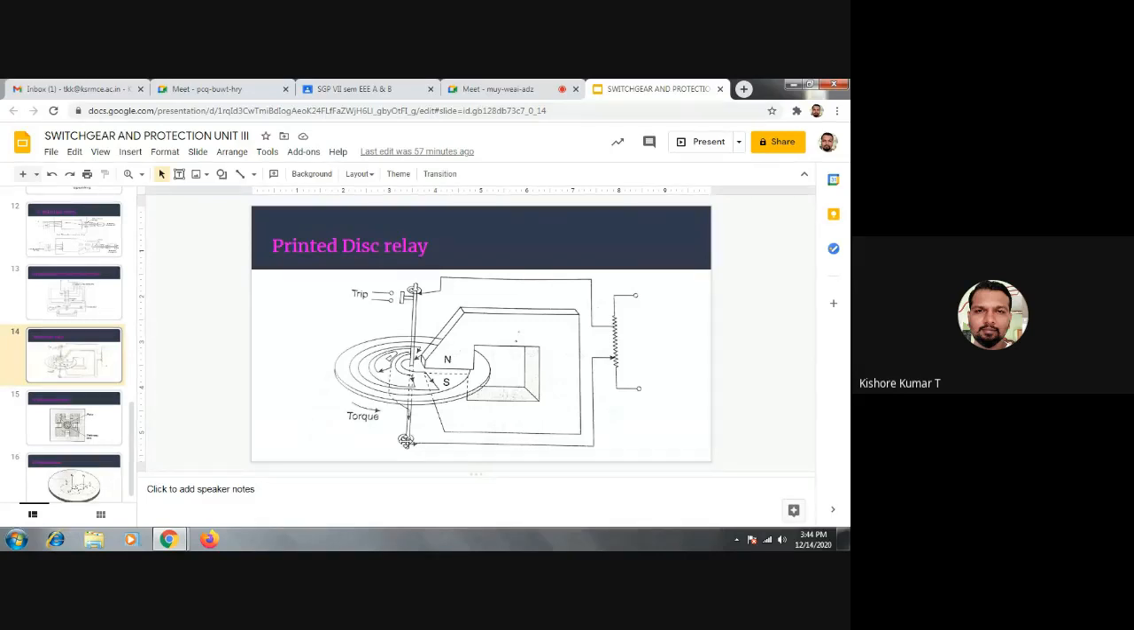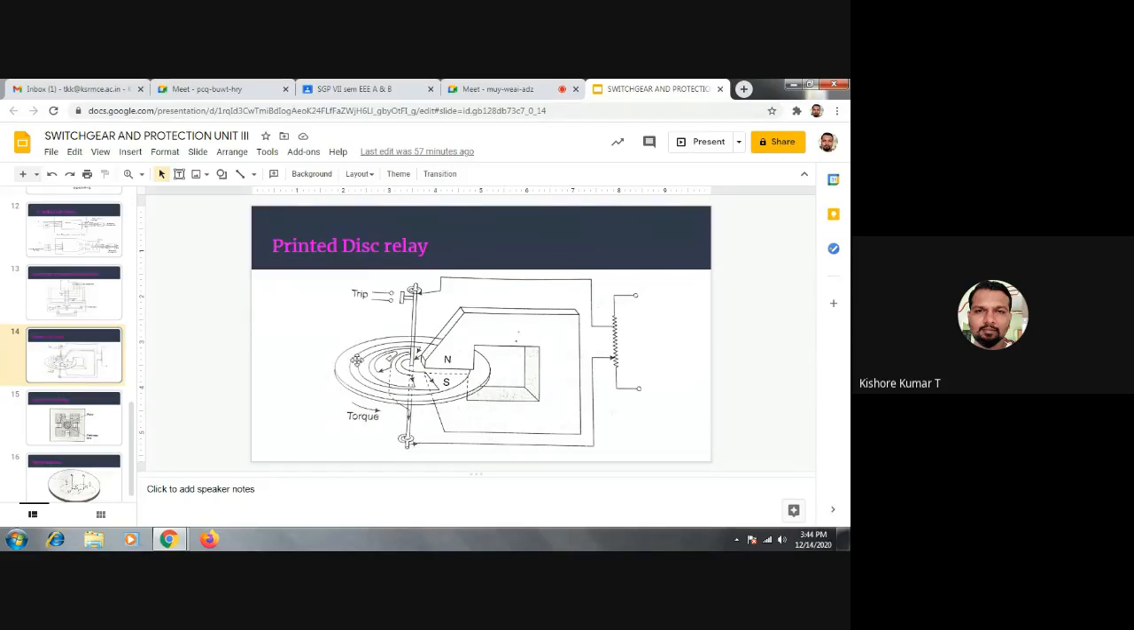So that deflecting torque is responsible for the spindle to deflect or for the pointer to deflect. And after taking the measurement, if you switch off the circuit, what should happen there? That pointer will come back to the zero position again. What is the parameter which brings the pointer back to its original position? That is restoring torque. That restoring torque is provided by a spring which is solidly fixed at the bottom here.